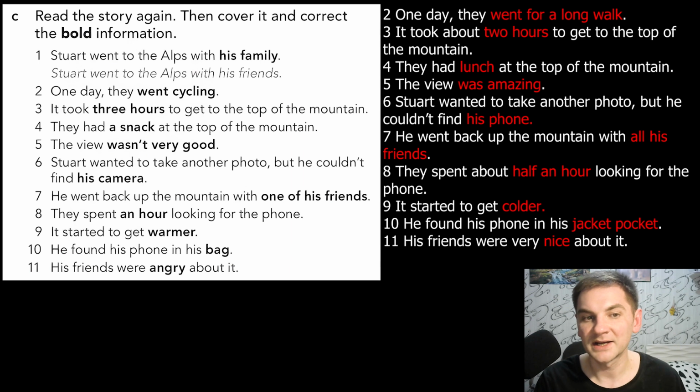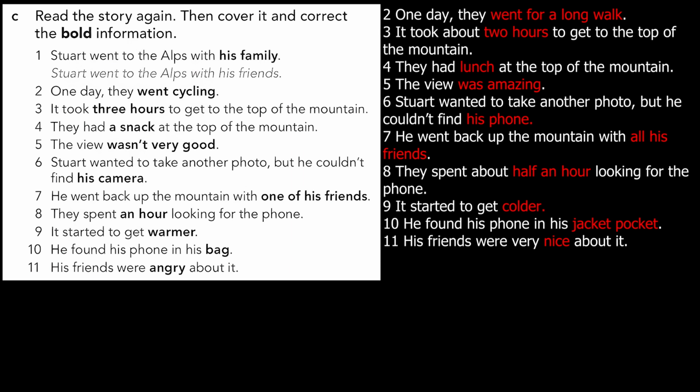He went back up the mountain with all his friends. They spent about half an hour looking for the phone. It started to get colder. He found his phone in his jacket pocket. His friends were very nice about it.